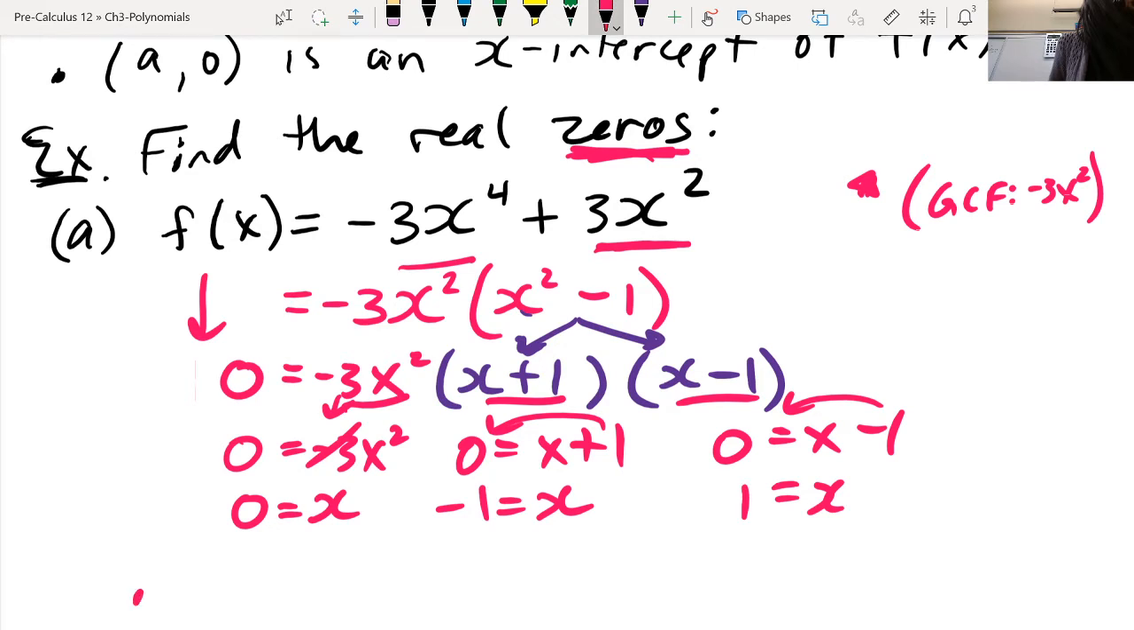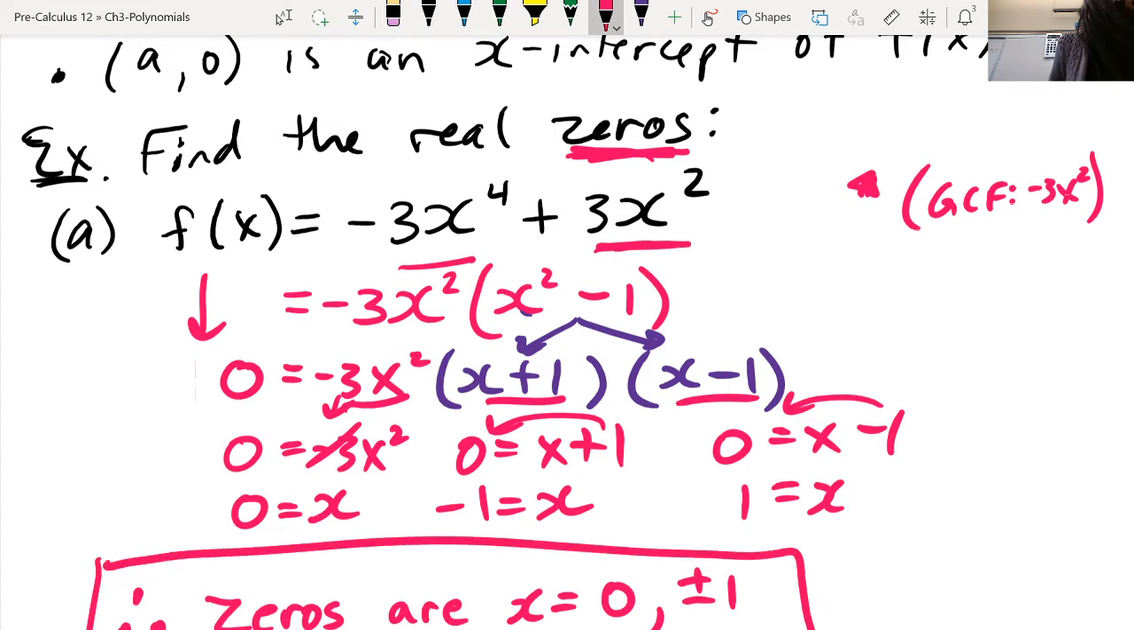And so therefore, this is my little symbol for therefore. You're going to see it all year long, so get used to that. The zeros, or the x-intercepts or the roots, whatever you want to call them, are x equals 0 and plus or minus 1. So that's actually what our solution is after going through all of this.